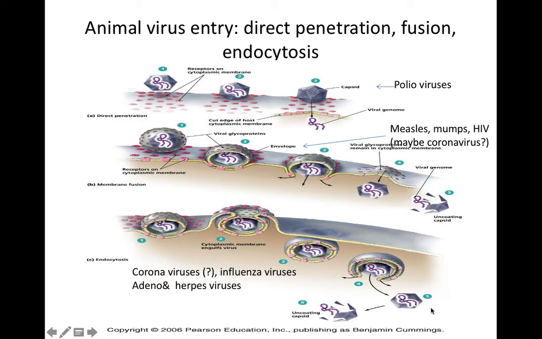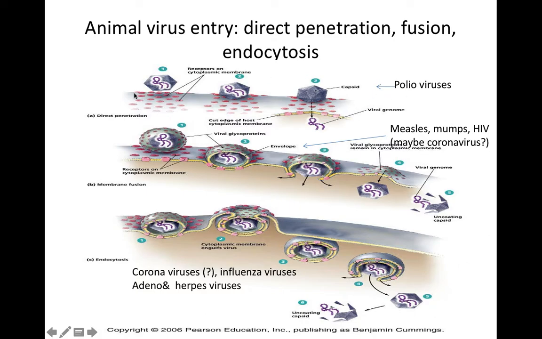This would occur with envelope viruses where the envelope fuses with the host cell membrane. And the last one is the Trojan horse approach called endocytosis, where the virus tricks the host cell into bringing the virus inside the cell through the process called endocytosis. So we'll just go through these really quickly, guys.